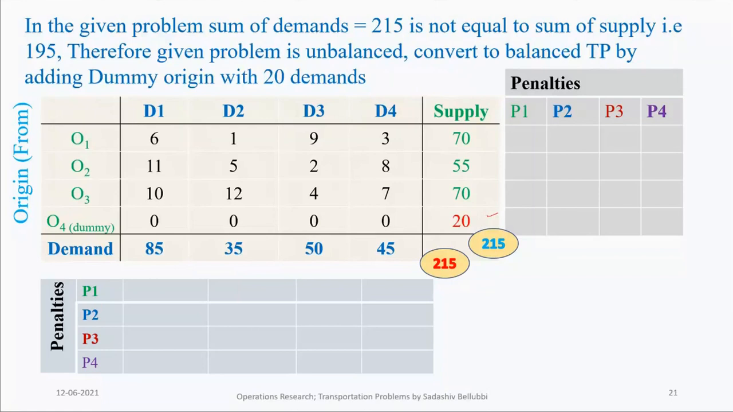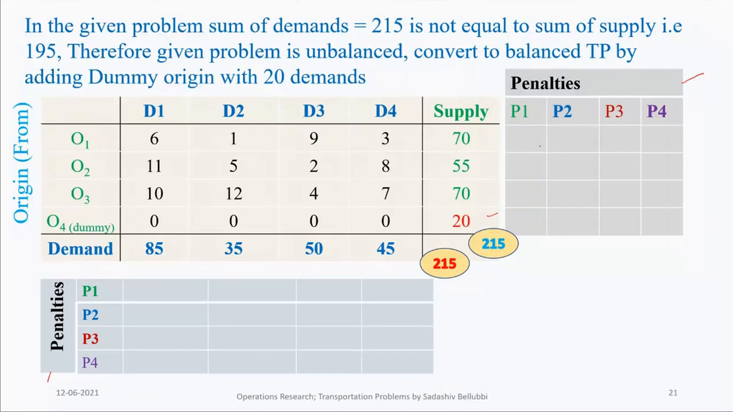In the penalty method, we need to make the table of penalties. So we need to write penalties on the right side, and at the bottom side also we need to write penalties. How to find the penalties? While writing the penalties, take the two minimum numbers. Take the difference of the two minimum numbers in each row as well as each column.